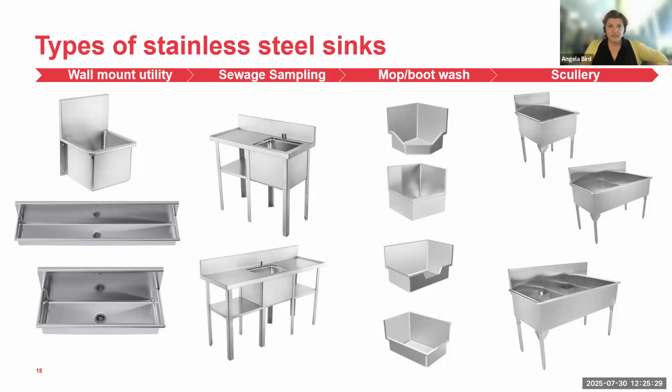And then we've got mop and boot wash sinks. Those are installed directly onto the floor in the corner of two walls. And next are the scullery sinks that are most commonly found in food prep kitchens. They're installed on legs and they have either one or two or three bowls, and they're available with the drain board on the left or on the right or on both sides.